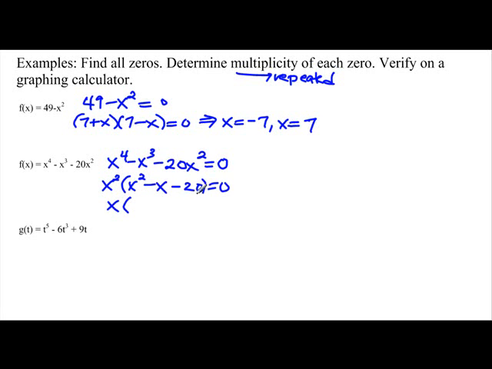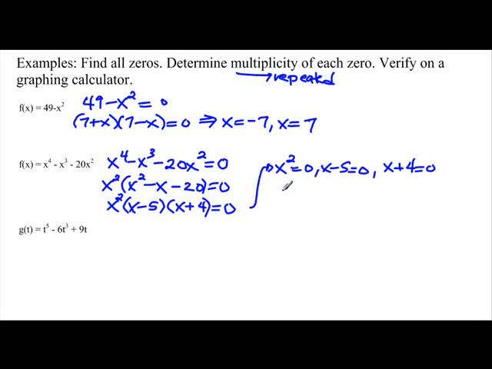And we can factor that. The factors of 20 whose difference is 1 would be 5 and 4, so we need x minus 5 and x plus 4. Okay, so when we set those factors to 0, we would get x squared is equal to 0, x minus 5 equals 0, and x plus 4 equals 0.